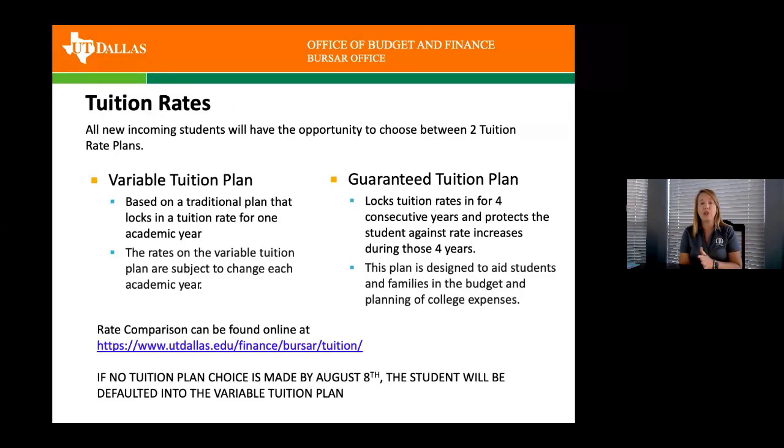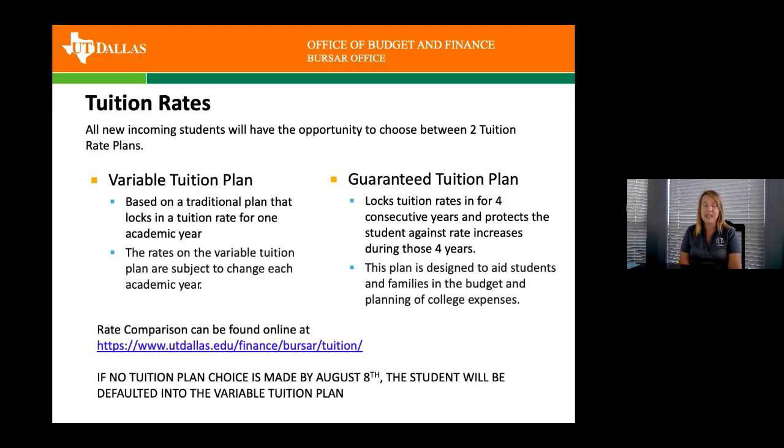You also have the option to opt into the guaranteed tuition plan, which will lock your rate in for 4 consecutive years. So this protects the student against any rate increases for those 4 years. The good thing about that, if you're on a budget and you need to plan for the future, if you're going to be here for a little while, this is good for those students because you know how much you're going to pay for 12 hours, you know how much you're going to pay for 9 hours. You can look at that chart, and that's good for 4 years, so you don't have to worry about those rate increases. Again, we do have a deadline to choose that plan.